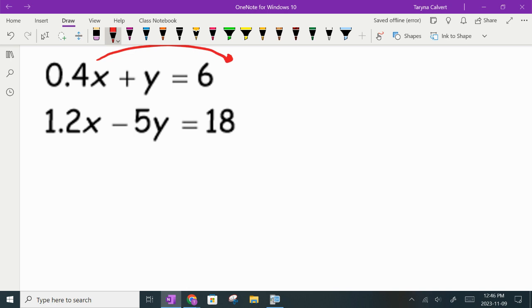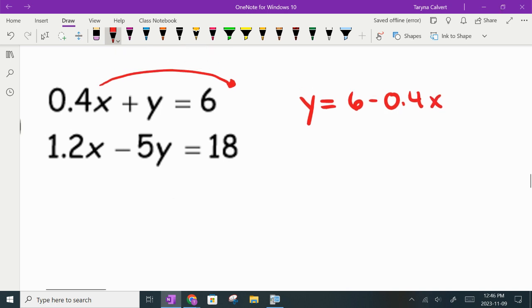The top one definitely has a variable by itself, so that's the one I would use to rearrange. So I'm going to get y equals 6 minus 0.4x. We all agree? Then that is my equation now.